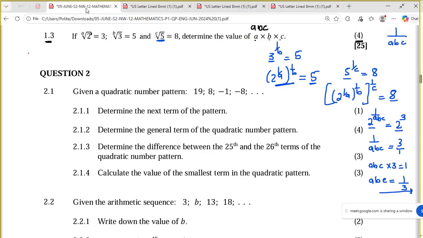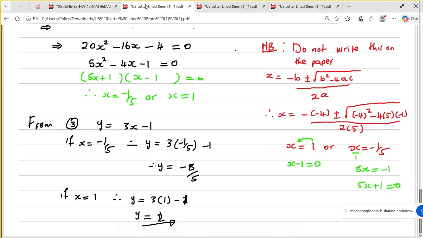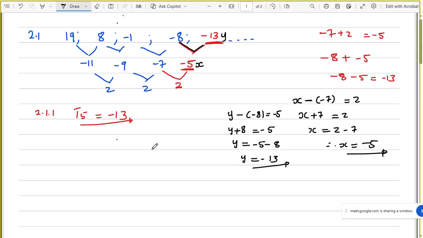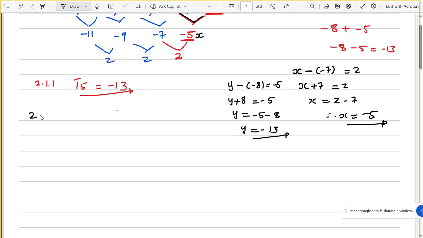Right. Next question, 2.1.2. Determine the general term of the quadratic pattern. To find the general term, first thing first, find the value of a. 2a, you equate it to the second difference, which is 2. Dividing both sides by 2 gives us a equals 1. That's the first thing you do.